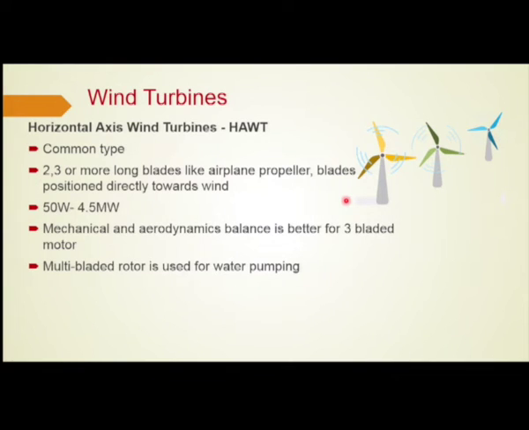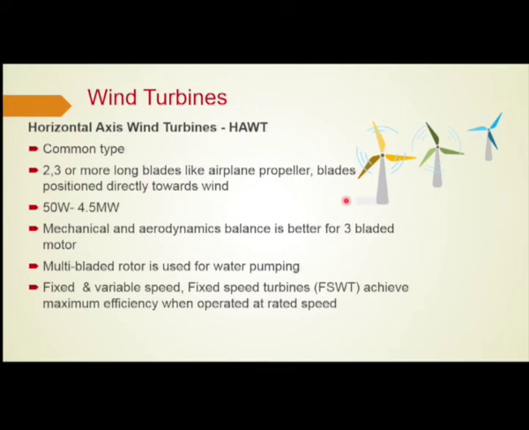Multi-bladed rotor is also used, and it is used for water pumping application. We can have another type: fixed speed and variable speed. Fixed speed turbines achieve maximum efficiency if they are operated at rated speed. If it is not operated at the rated speed, it won't be giving maximum output. Variable speed accommodates a wider range of wind speed, and it provides optimum output during a longer period. For a longer period, it provides maximum output.